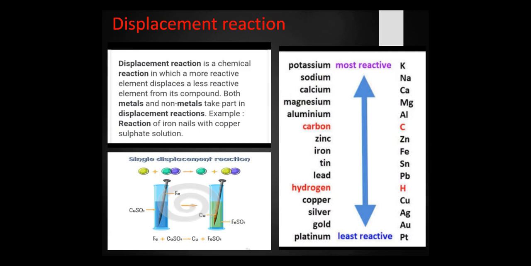So whenever there is a reaction between one element and one compound, the less reactive element will be replaced by the element which comes before it in the activity series, and this kind of reaction is called a displacement reaction. As you can see, iron comes before copper in the activity series, so in this reaction copper is displaced by iron because iron is more reactive than copper.